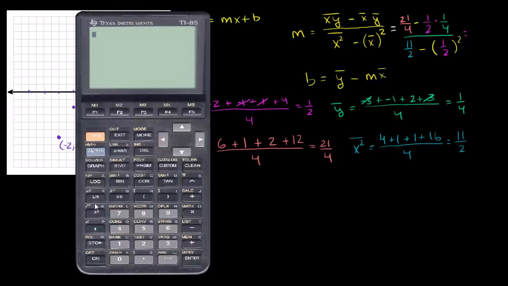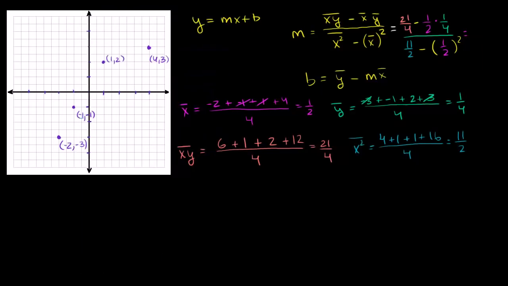So let's just go straight to the calculator. Actually, let me simplify it before. It's just too tempting to simplify. Let me copy and paste it. Maybe I should have used a calculator, but it's too tempting. So what's this on top? On top we have 21 over 4 minus 1/2 times 1/4, which is minus 1 over 8, all of that over 11 over 2 minus 1/2 squared, which is 1/4.